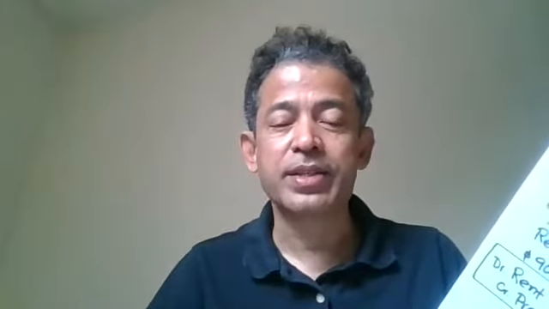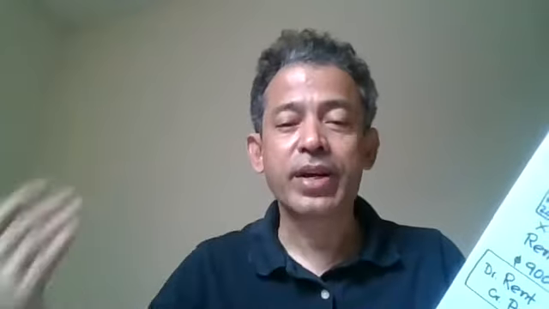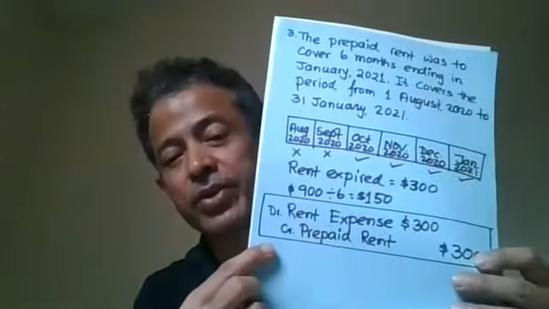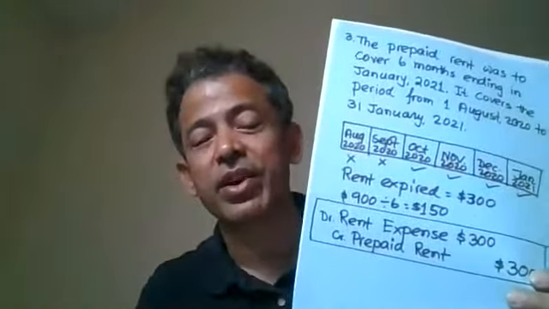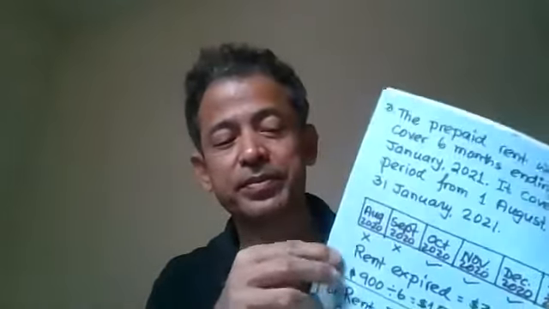That's the rule: recognize the expense and reduce the corresponding asset. Recognize an expense and recognize a reduction in the asset. So our asset has gone down by $300, and that exactly $300 is our expense. Okay, so there's the rent expense line.